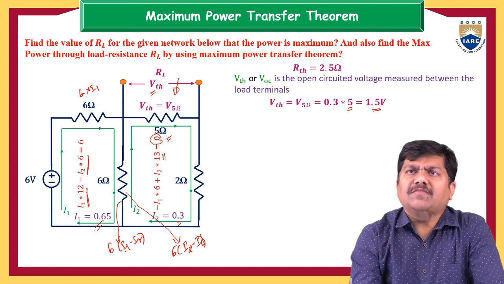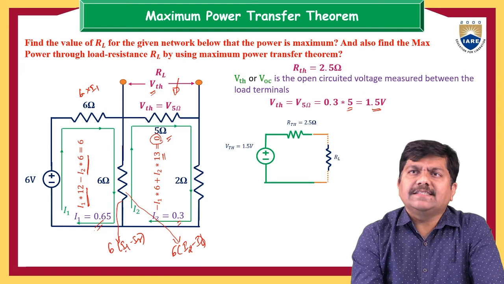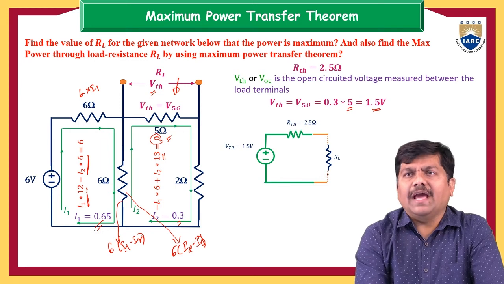So this same actual network, we can now represent in a simplified manner, having one Thevenin's equivalent voltage source, one Thevenin's equivalent resistance, and the load as usual.